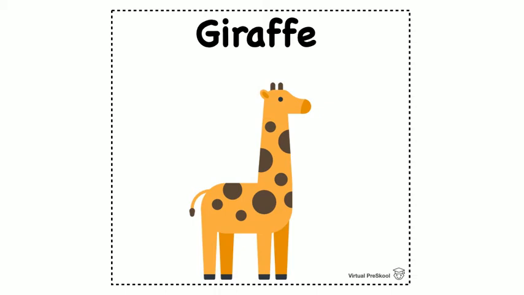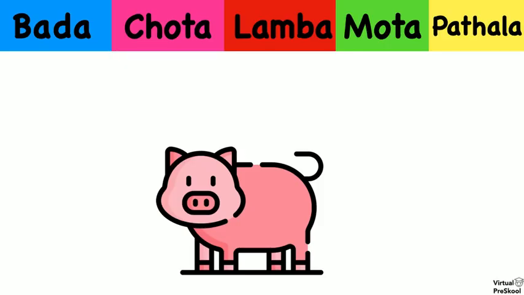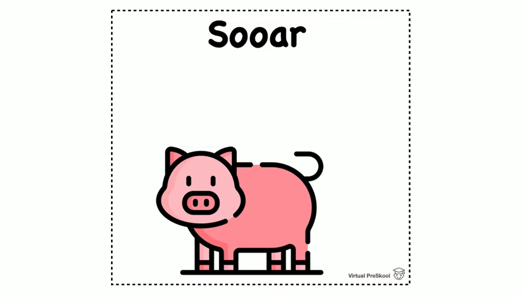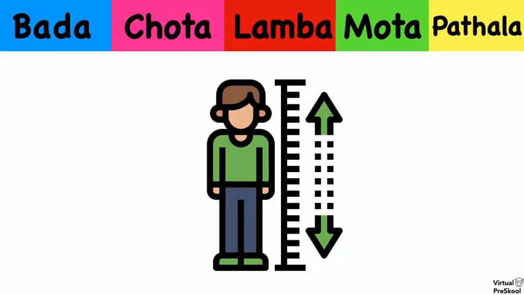Giraffe lamba hai. What about for the pig? Which word would you use? Bada, chota, lamba, mota, or patla? If you said Mota, shabash. And do you remember the Hindi word for pig? Suwar. So we say suwar mota hai.